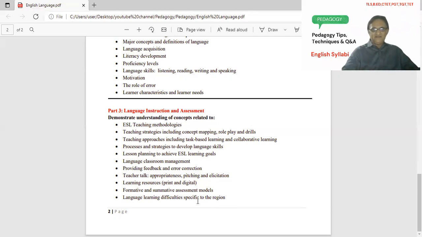Language learning difficulties specific to the region, and there is also a lesson about disabilities, learning disabilities, and learning difficulties. I'll also be sharing the links in the description. So friends, this is the content divided according to the weight of the test. English as a second language, and these bullet points represent the topics, or the substance of that test. You have to study and focus on it.